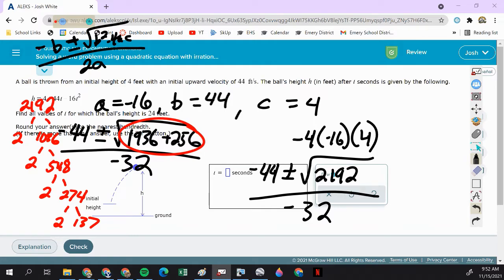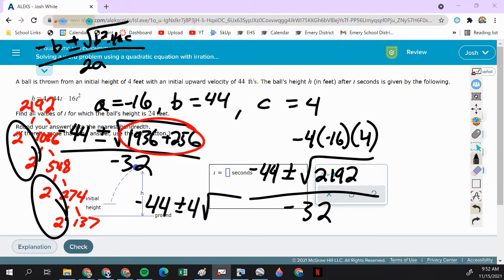Can I pull anything out? 2 pairs of 2s. So what goes on the outside? A pair of two 2s, so which would be a 4. And what's left on the inside?